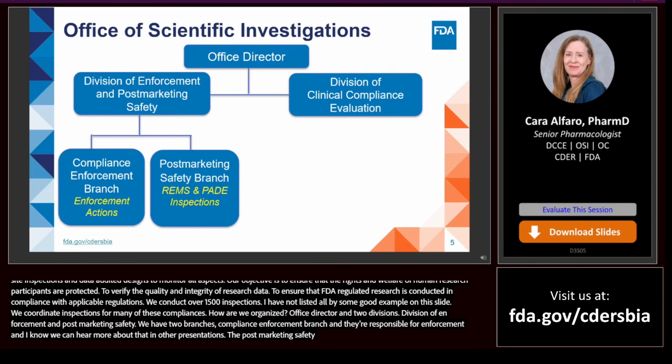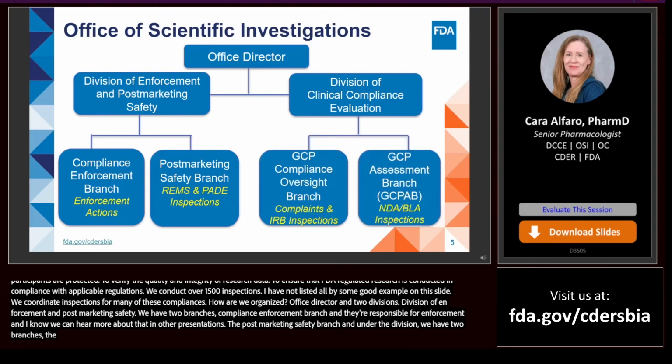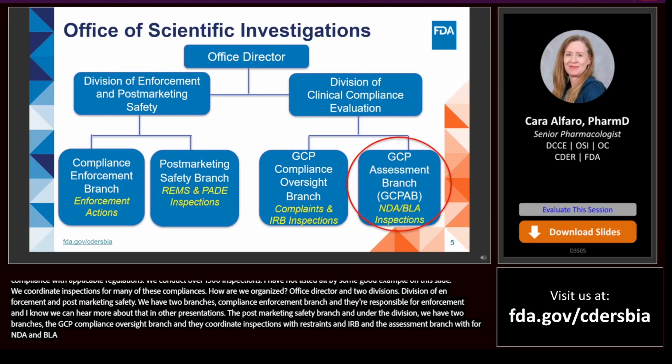And under the Division of Clinical Compliance Evaluation, we also have two branches, the GCP Compliance Oversight Branch, and they coordinate inspections for complaints, and also IRB surveillance inspections. And then we have the GCP Assessment Branch, and they coordinate inspections for NDA and BLA submissions. And I'll be focusing most of my talk from the perspective of the Assessment Branch, since that's where I reside. So we'll be talking mostly about inspections that are for NDA and BLA submissions.